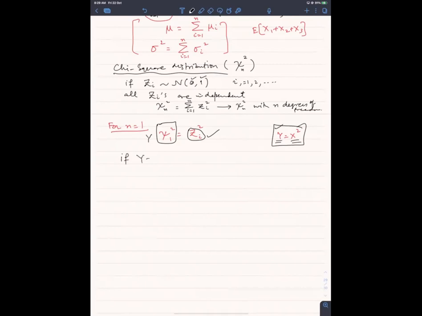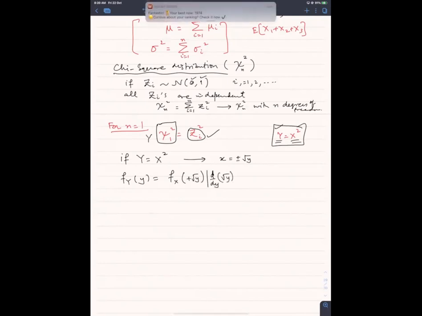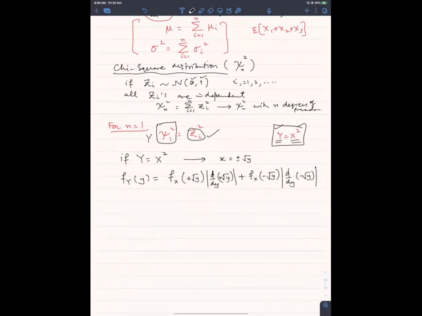If y is equal to x square, then the PDF of y is equal to the PDF of x. What are the solutions? The solutions are x is equal to plus minus square root of y. How many solutions? Two. So this would be fx of plus square root of y times the magnitude of d by dy of plus square root of y, plus the second root, fx of minus square root of y times the magnitude of d by dy of minus square root of y. This is the PDF of y.